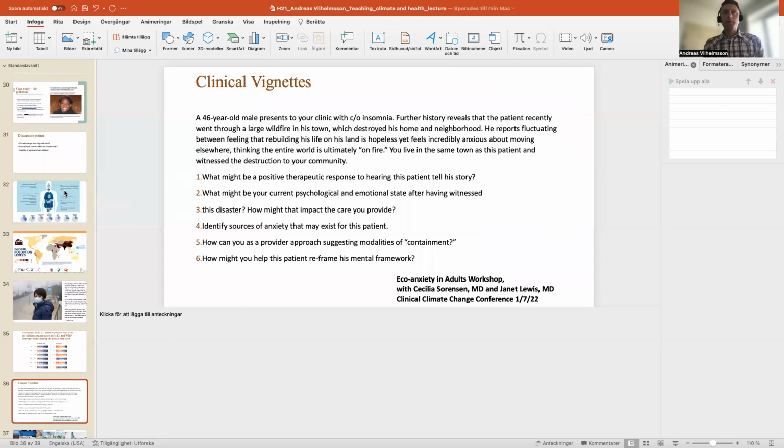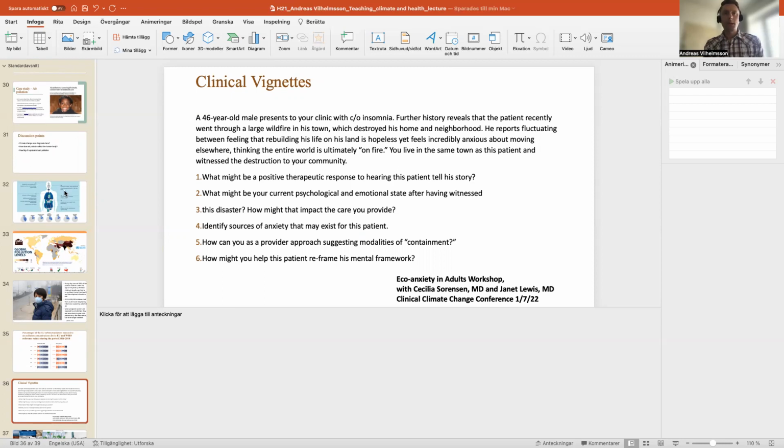And there are also some clinical vignettes that one can use. For instance, this is the case of mental health. We have a 46-year-old male presenting to your clinic with insomnia, and further history reveals that the patient recently went through a large wildfire in his town, which destroyed his home and neighborhood. And he reports fluctuating between feelings that rebuilding his life on his land is hopeless, but he yet feels incredibly anxious about moving elsewhere, thinking the entire world is ultimately on fire. You live in the same town as the patient and witness the destruction in your community.